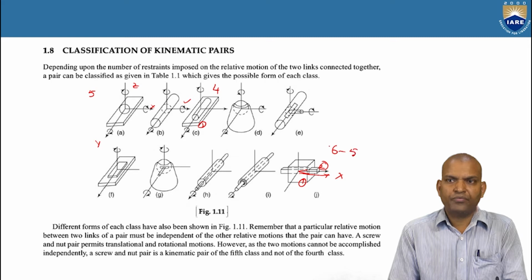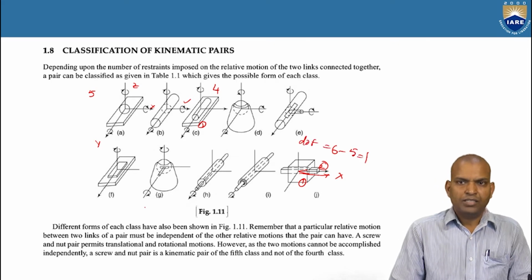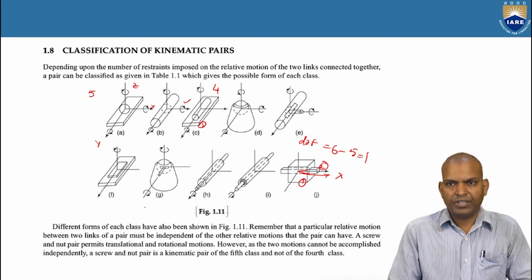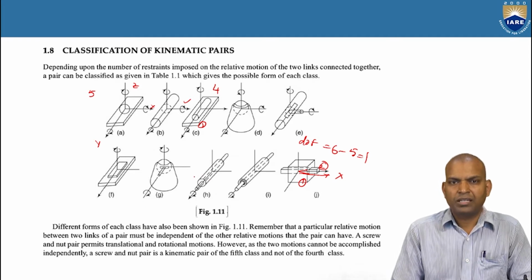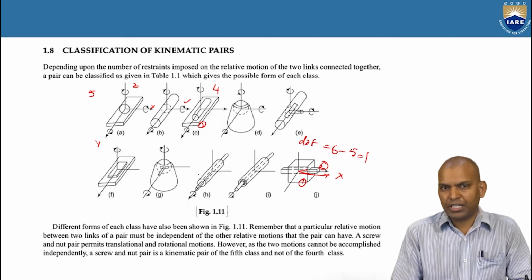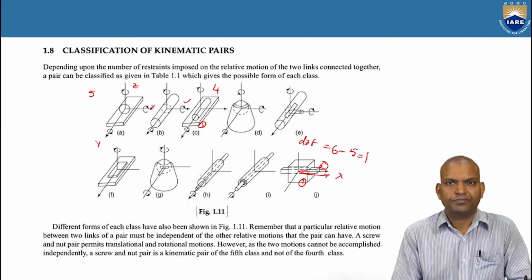That means the degrees of freedom is 6 minus the number of restraints. That is a single degree of freedom. So this figure J is a completely constrained motion. So all completely constrained motions have what number of degrees of freedom? It is single degree of freedom systems.